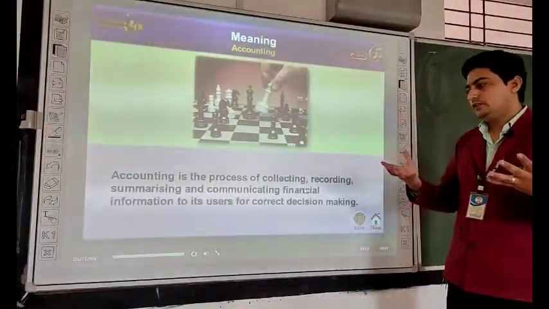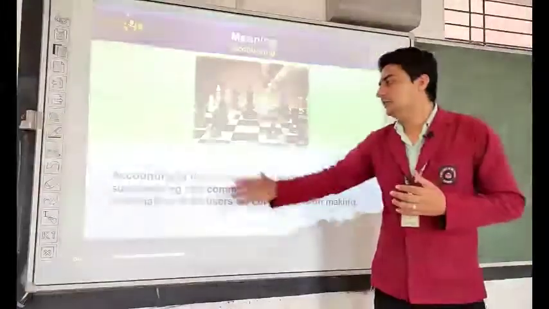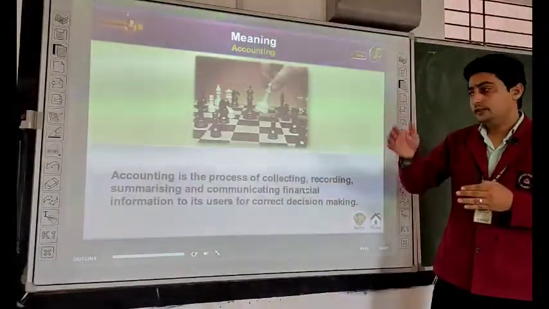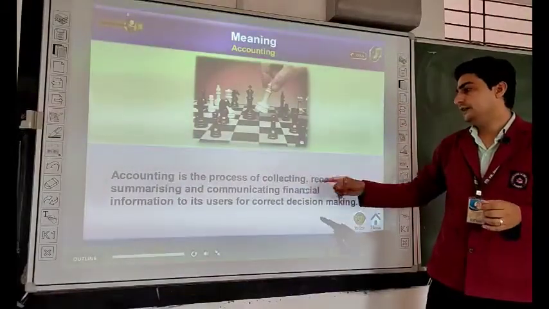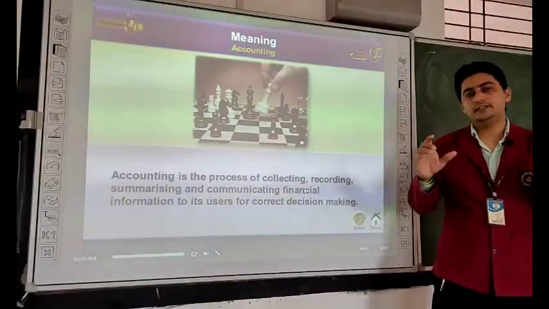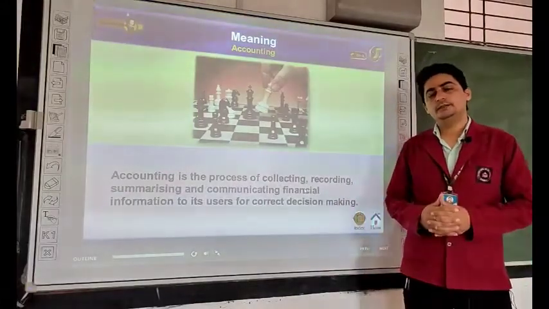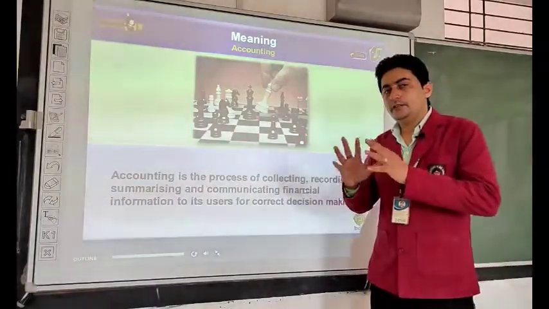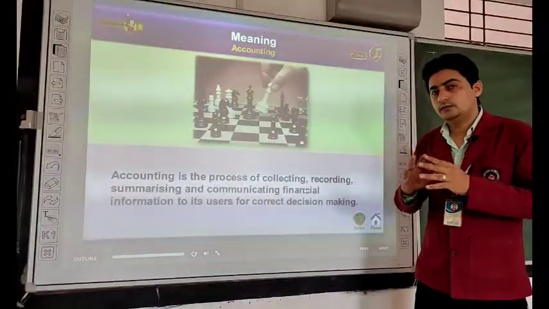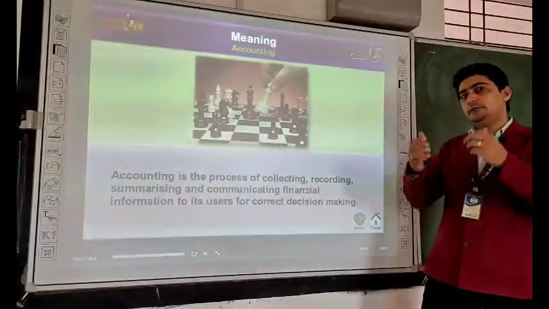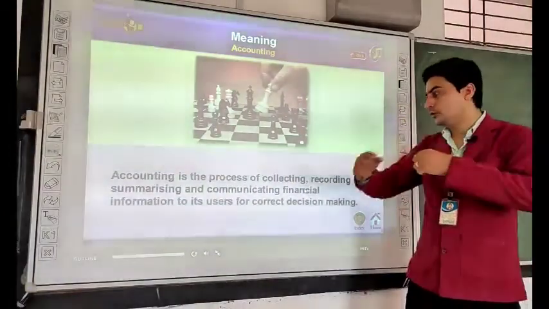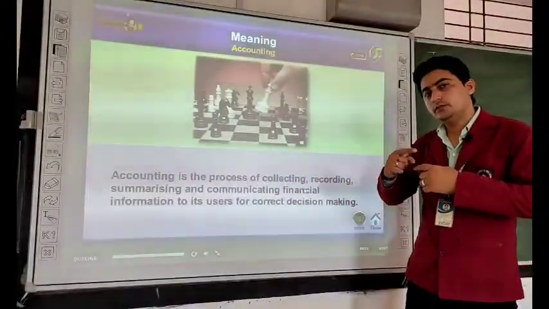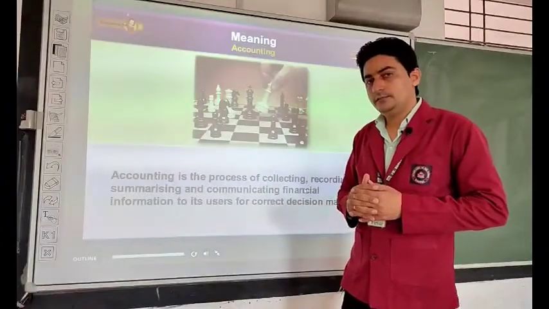Now what is accounting? What is the definition of accounting? Definition is very simple. Accounting is the process of collecting, then recording, summarizing and communicating financial information to its users for correct decision making. Now what is accounting doing? It is actually a process. In this process, you are entering different business entries in your accounts. Then what result are you expecting from all the process? What is the process? Collecting, recording, summarizing and communicating. After this process, what will you get? You will get a result. So it is a process.